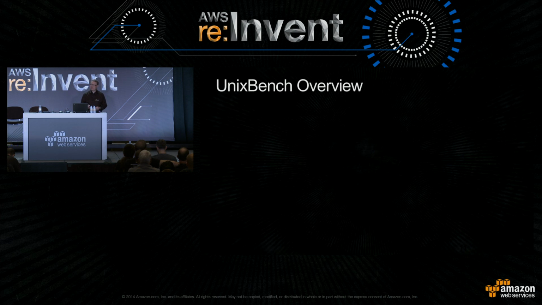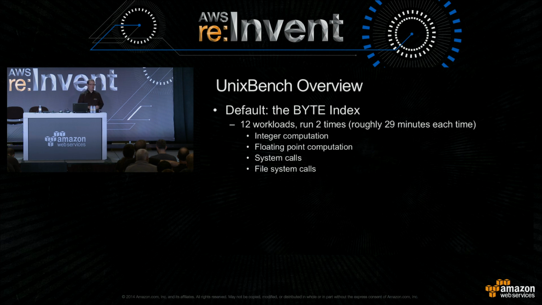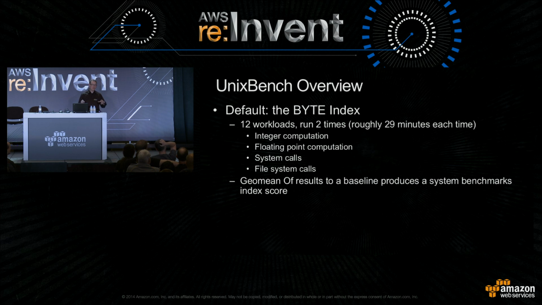So moving from Geekbench into UnixBench. UnixBench was developed for Byte magazine. It was a benchmark developed originally for some very old Sun hardware, and it gives you a relative score compared to that Sun hardware, so everything is faster than that today. And only just. It's going to run 12 workloads. It takes about 30 minutes to run, and these workloads are broken down into integer, floating point, system calls, and file system calls. It takes a geomean of those results, and that produces an index score. So you actually get a score for your system. You're going to come out with a number that your system represents.